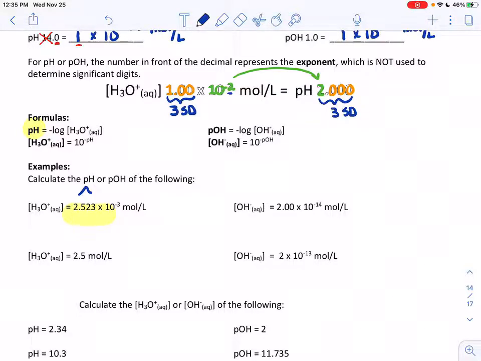All right? So the pH here is going to be 2. Remember, that number does not count for significant digits. So what I have to do is I need to make sure that I include 4 numbers, because this number has 4 significant digits, 4 numbers after the decimal. And this becomes 2.5981.